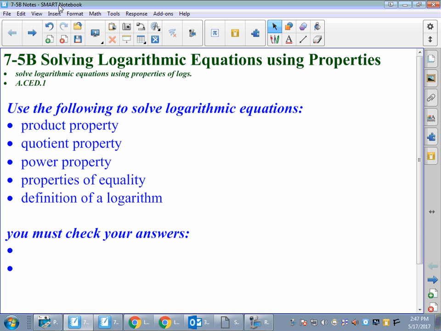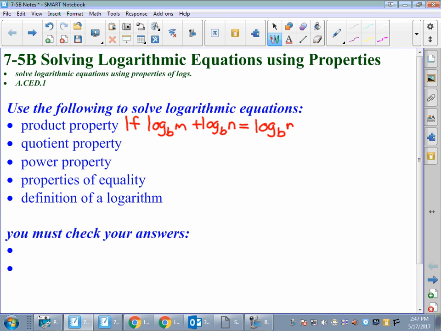properties. So just really quick, we're going to go through all of the tools we have to solve logarithmic equations. The first one is the product property. The product property basically says, if you have log base b of m and you are adding it to log base b of n, we can condense that into 1 log base b of mn.